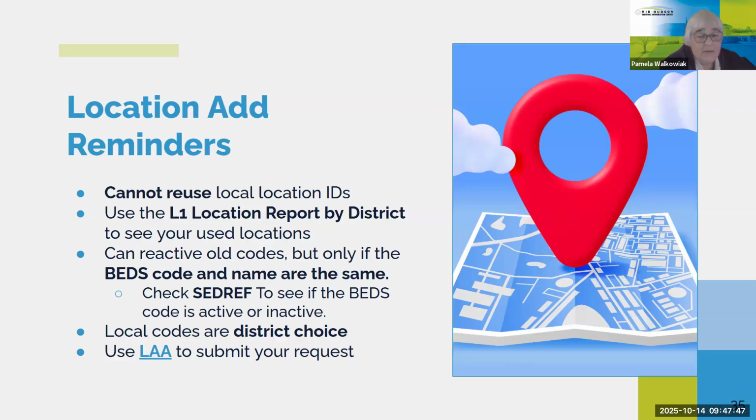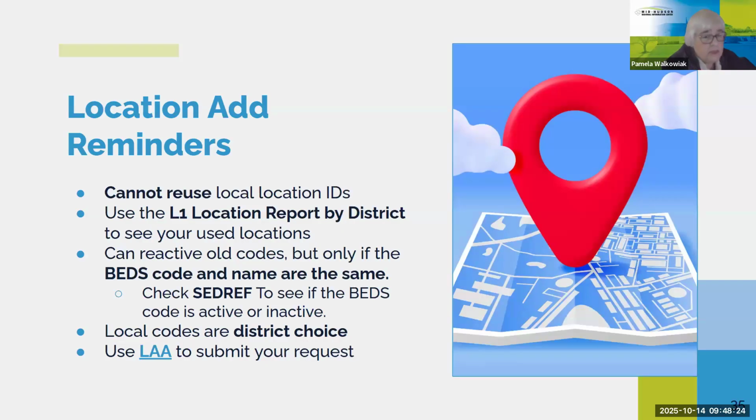You should check SEDREF to make sure that the BEDS code you're submitting is an active location. And you also want to make sure that the BEDS code that you're submitting is a school, not a district. We get a lot of requests that have a district BEDS code in there. We cannot set that up because you cannot enroll a student in a district other than in certain instances in your own district, but you cannot enroll a student in another school district. Okay, so check that information out in SEDREF.